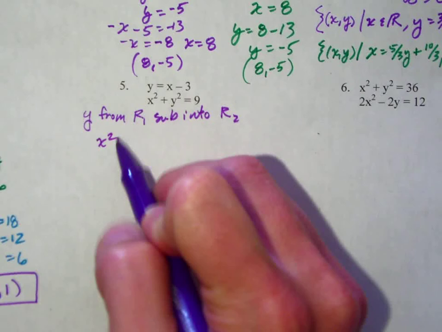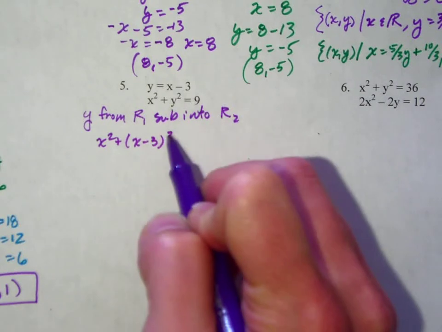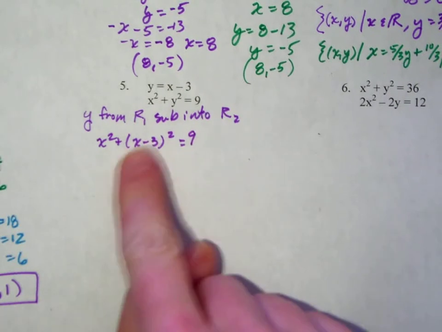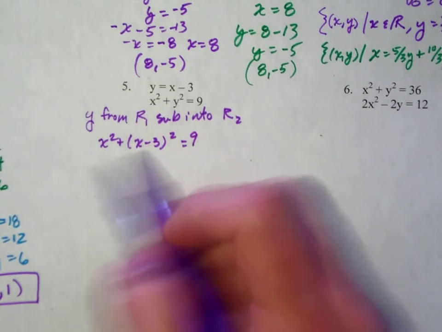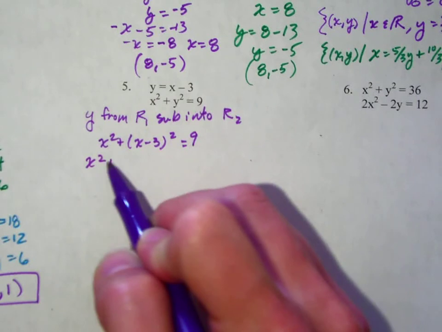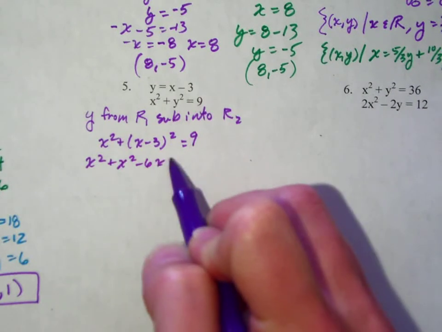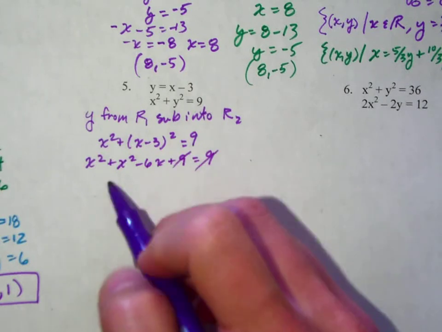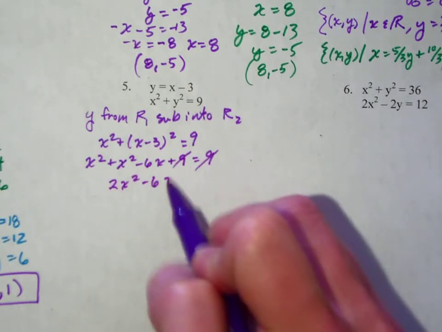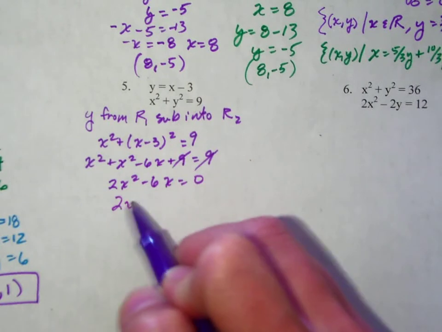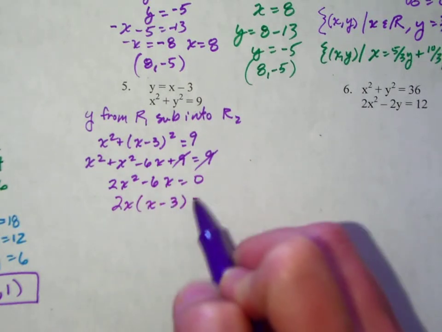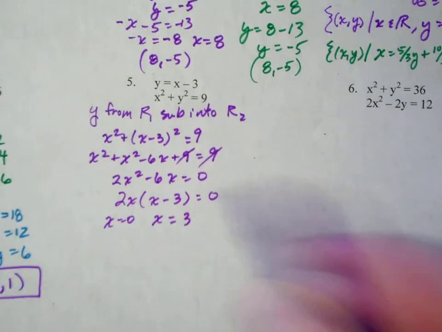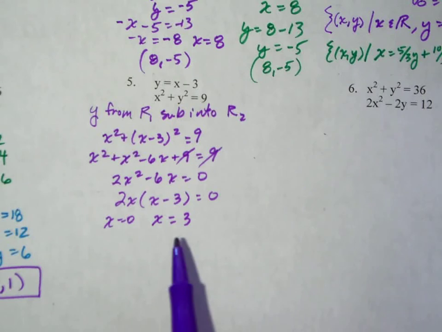So I get x squared plus x minus 3 quantity squared equals 9. You need to be careful because this is really x minus 3 times x minus 3. So that's x squared plus x squared minus 6x plus 9, which equals 9. The 9s will cancel out. I get 2x squared minus 6x equals 0. I'm going to factor out a 2x. And the x minus 3 is 0. And therefore, x equals 0 and x equals 3. So we have our two x values.